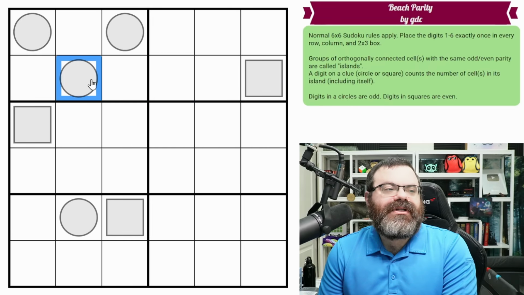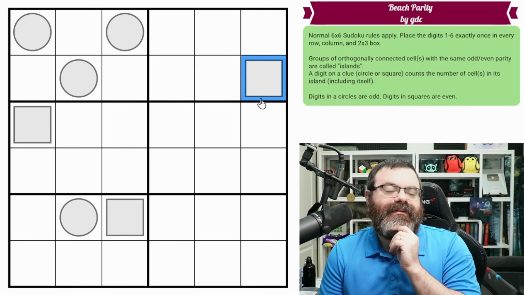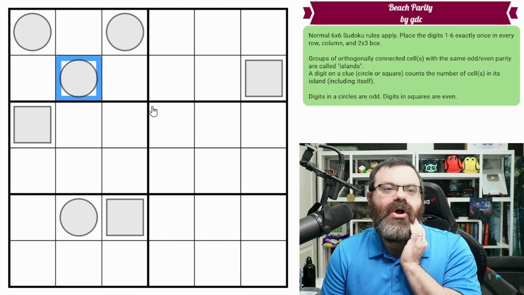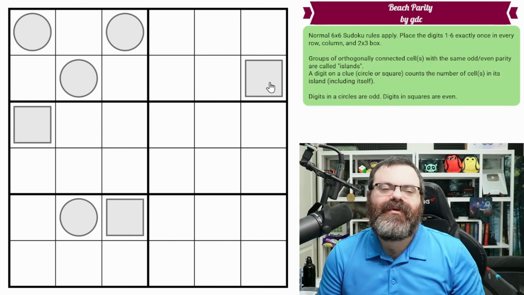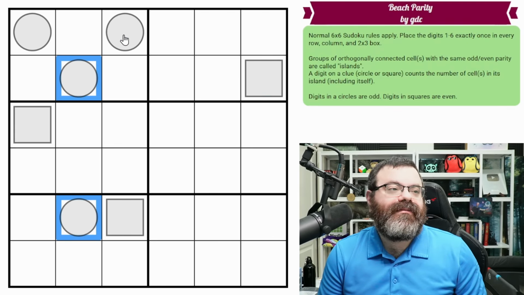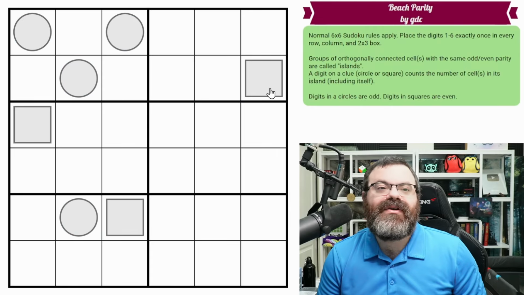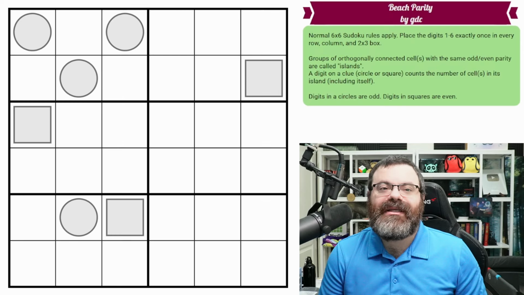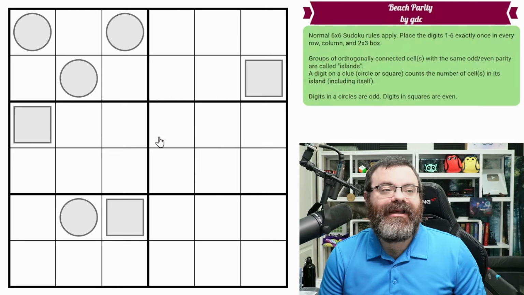Now, digits in circles are odd and digits in squares are even. The way I remember that is a square has an even number of sides and a circle kind of looks like an O, and odd starts with O. All right, but remember however you'd like. Just keep in mind that squares are even, circles are odd. And they also count the size of their islands. All right, and that's it. Those are the rules. There's a link in the description if you'd like to try the puzzle yourself. And I'm going to get started right now.